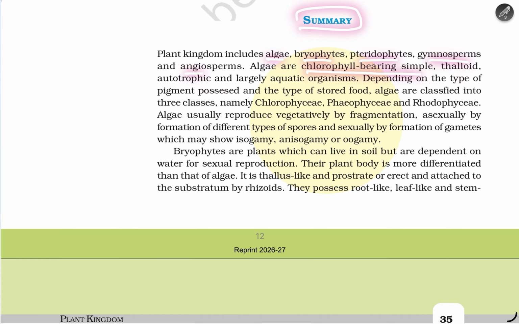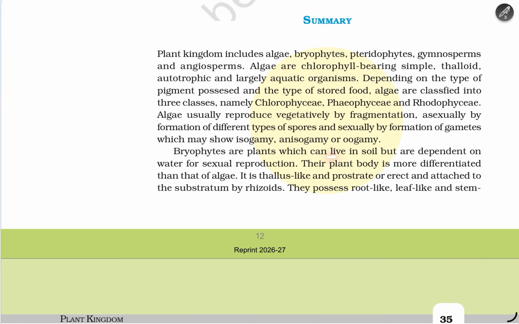Algae are chlorophyll-bearing, simple, thalloid, autotrophic, largely aquatic organisms. Depending on the types of pigment they possess and the types of food stored, algae are classified into 3 classes: Chlorophyceae, Phaeophyceae, Rhodophyceae. Algae usually reproduce vegetatively by fragmentation, asexually by formation of different types of spores, and sexually by formation of gametes, which may be isogamous, anisogamous or oogamous.